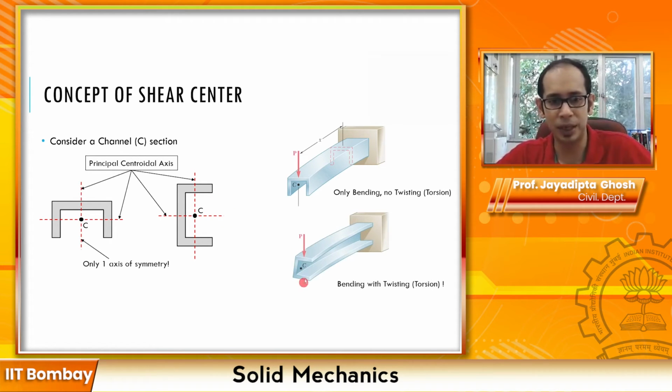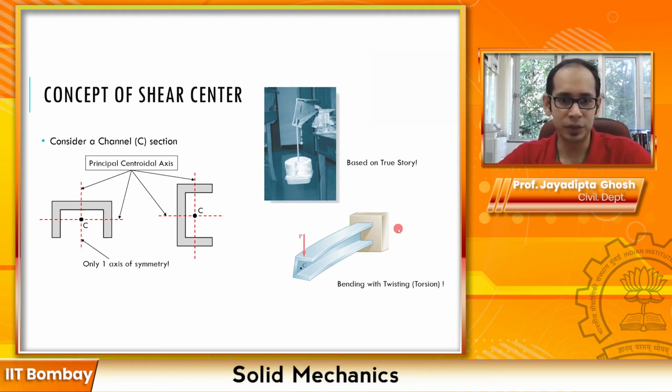So if you have something like this where the load is again acting through the centroid, you can intuitively imagine that along with bending, it is going to have some amount of twisting as well, right? This is an experiment which is done in the lab, and that's why I've written based on true story. You see here, this channel section was fixed at one end over here, and the line of action of the load passes through the centroid. Now when this has bent, along with the bending, it has had a certain amount of twisting also.